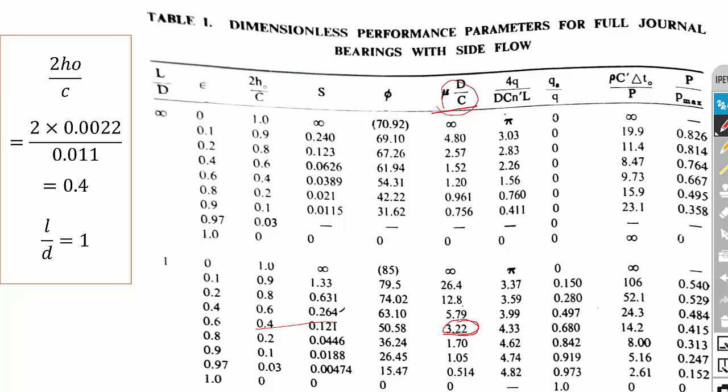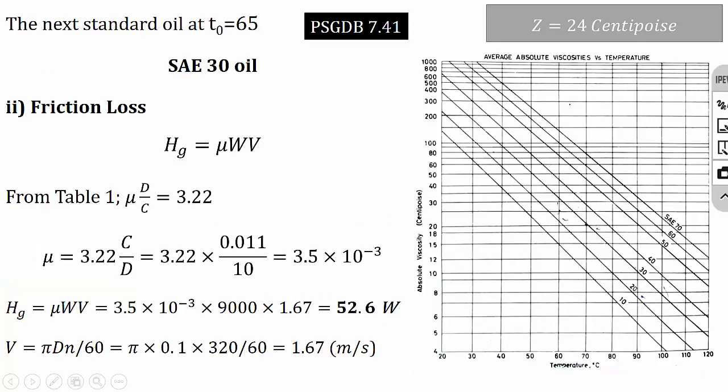So mu d by c is given, 4q divided by dc n dash l is given, q naught by q is given, then rho c dash del t by p is given, and finally p by p max is also given. So you can take the values, you can substitute the known values and you can calculate the unknown values. Okay, so this is how you have to solve the problems on hydrodynamic channel bearings.